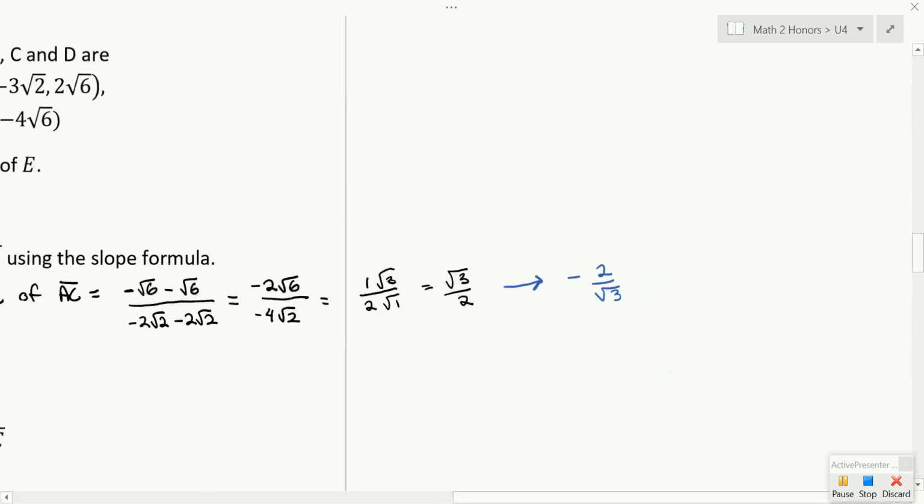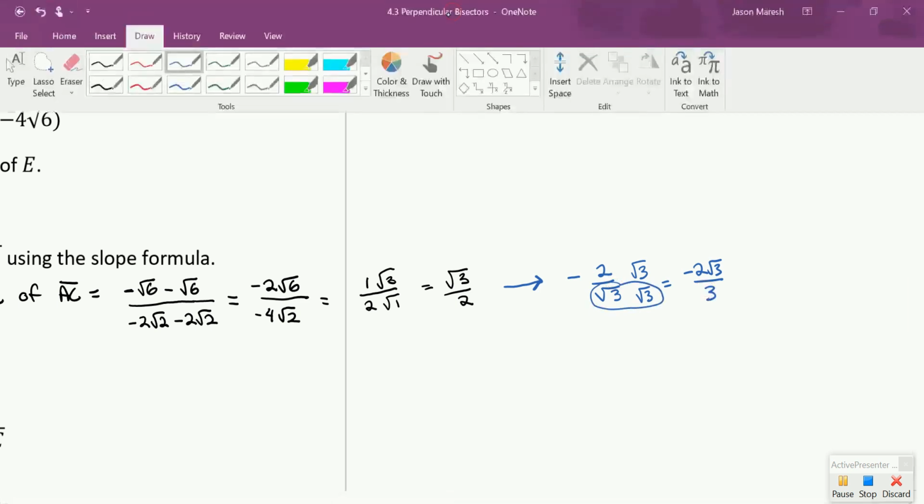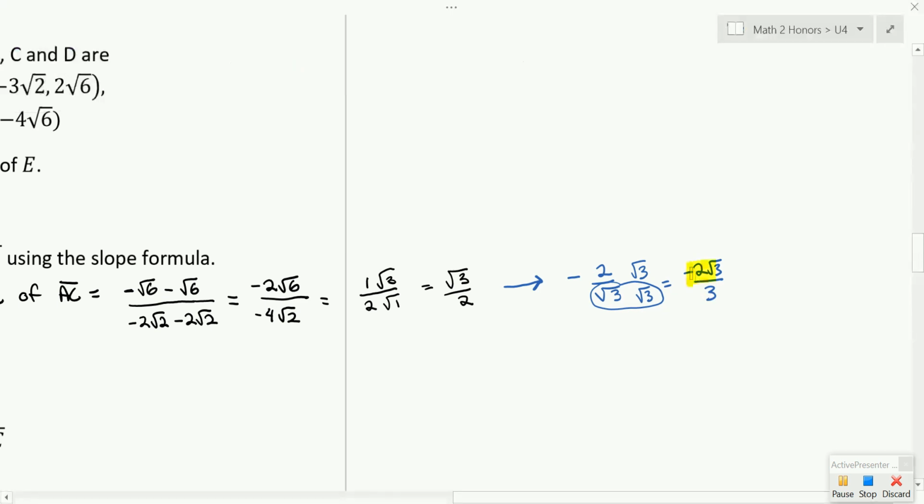Multiply top and bottom by square root of 3, and we get negative 2 root 3 over what? What do you get when you multiply root 3 times root 3? Just the 3. So here's what I want you to see. I'm going to highlight the two things. So we got this, and we got this. Do those look like opposite reciprocals? No, but they are. So when you're dealing with radicals, it may not be as obvious.